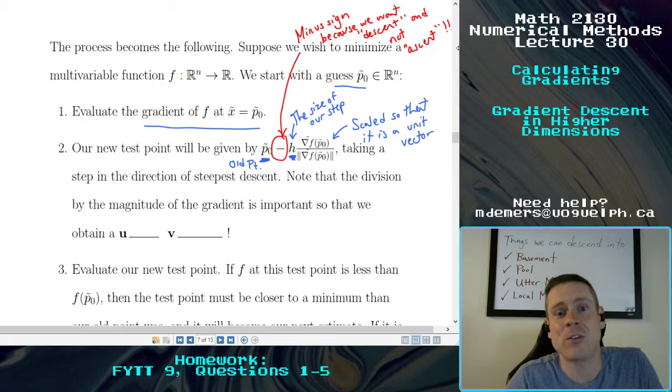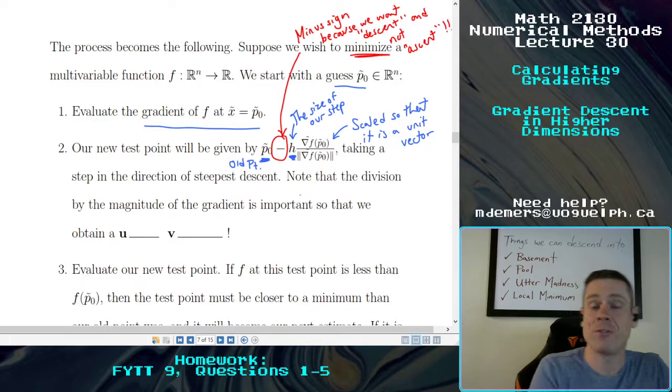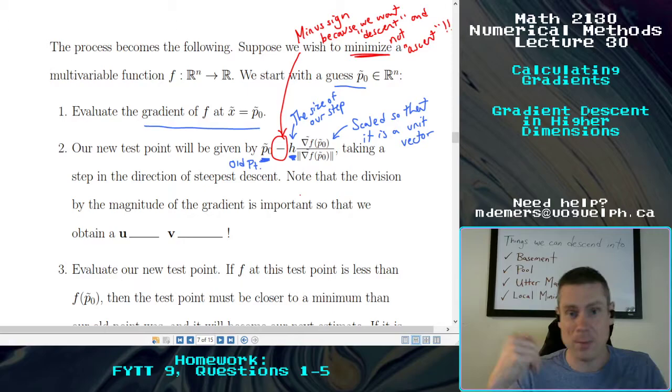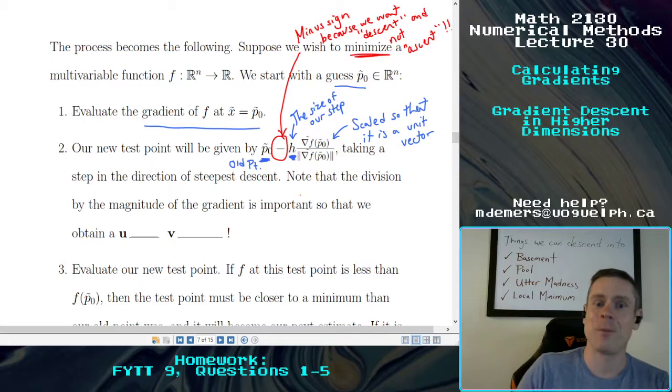If this is a scheme for a minimization problem, supposing we wish to minimize a multivariable function, which is how we started this whole thing, I need a minus sign there. Of course, if you're trying to maximize, you're going to flip that around and make that a plus sign to make sure that you're going in the direction of steepest ascent. Again, scaled using that unit vector to make sure that you're not taking too big of a step forward. So it's tough, but all of the different pieces I think should make sense.